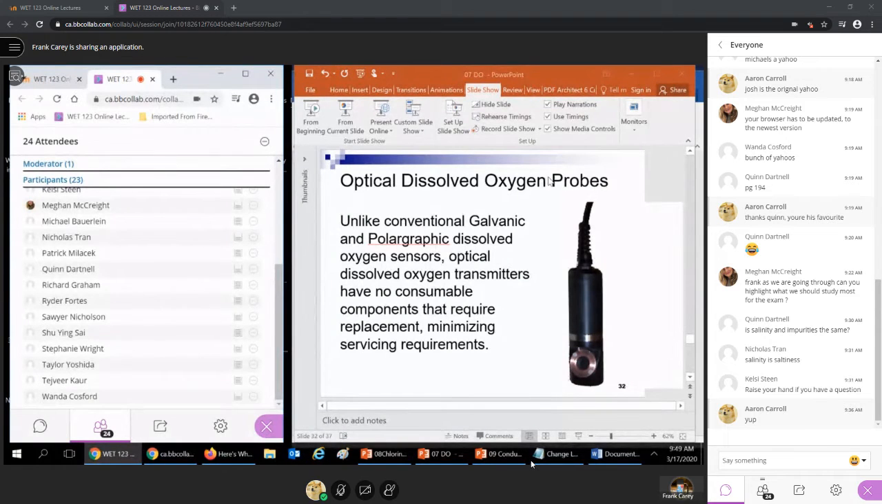So these LDO probes have no working parts. There is almost nothing to replace, they require little calibration, do not consume oxygen, and there's very little to go wrong with them.